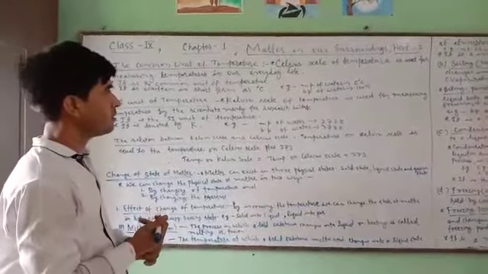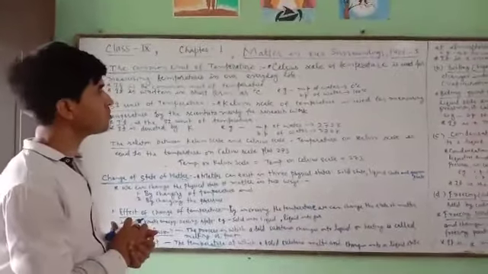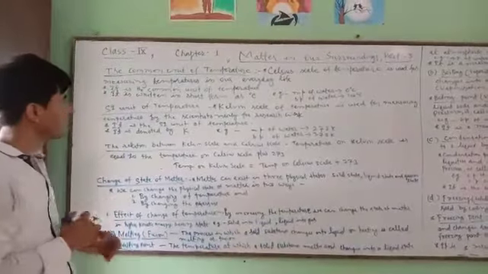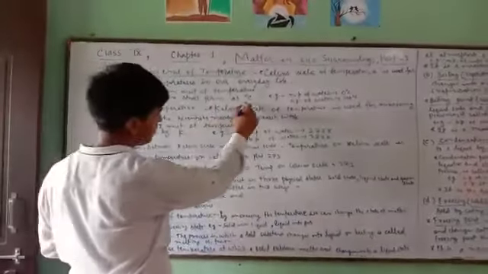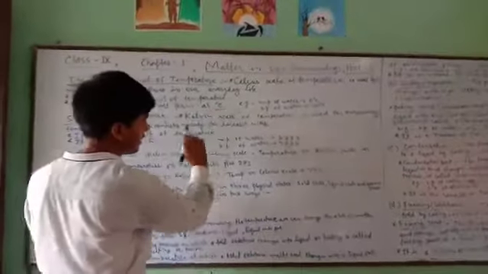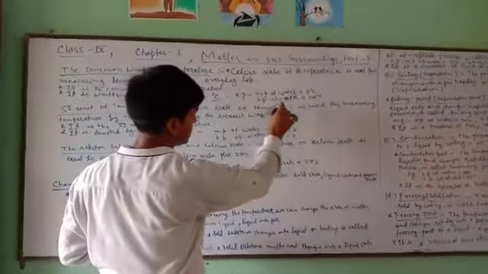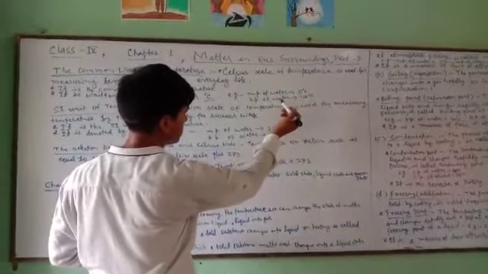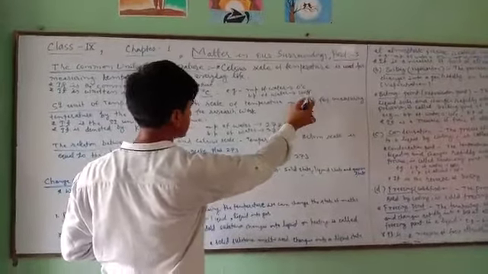In our daily life, the common unit of temperature is written in short form as degree Celsius. For example, the melting point of water is 0 degree Celsius, and the boiling point of water is 100 degree Celsius.